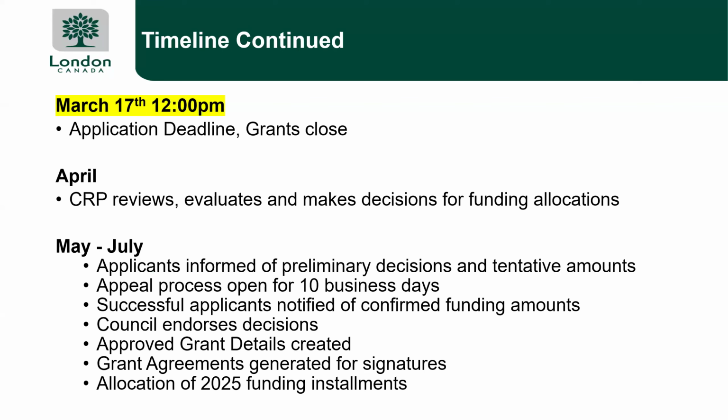Here is just a timeline overview for you. So obviously the application deadline is March 17th. We then have our community review panel that reviews and evaluates and makes all the funding decisions. That'll happen during the course of April. Then we will inform all of you that have applied. We will inform you of the decisions.